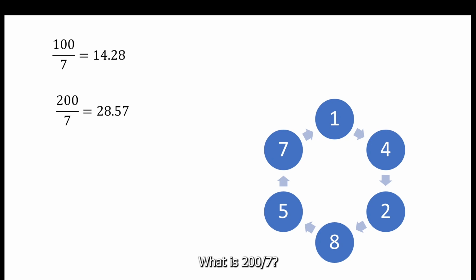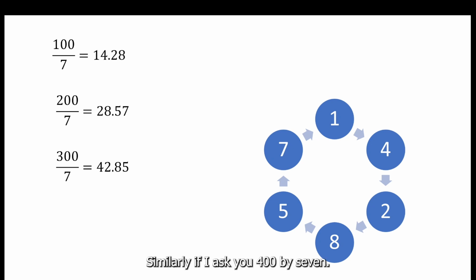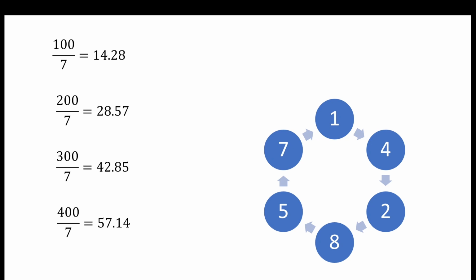So what is 200 by 7? Double of 14, 28 and double of 28. So can you see in the cycle, 28.57. Now what is 300 by 7? Yes, it starts with 4. So 42.85. Now just look at the cycle. Similarly, if I ask you 400 by 7, so it starts with, yes, 5. So 400 by 7 will be 57.14.